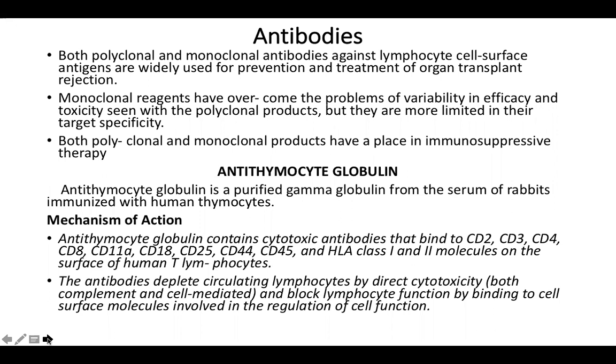Okay, let's look at the first one. Anti-thymocyte globulin. Anti-thymocyte globulin is a purified gamma globulin from serum of rabbits immunized with human thymocytes. What is its mechanism of action? Anti-thymocyte globulin contains cytotoxic antibodies that bind to CD2, CD3, CD4, CD8, CD11, CD18, CD25, CD44, CD45, and HLA class 1 and class 2 molecules on the surface of the T lymphocytes. Okay, so the antibodies deplete or decrease circulating lymphocytes by direct cytotoxicity, and block the lymphocyte functions by binding to cell surface molecules involved in the regulation of cell functions.